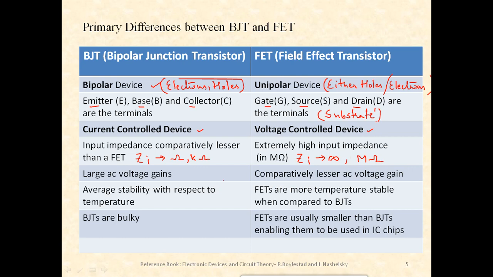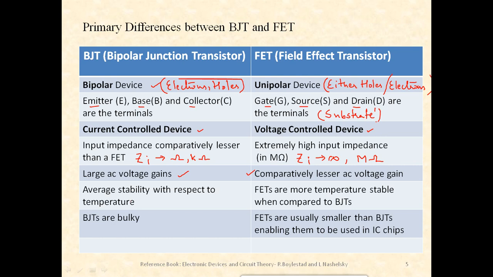Then further coming to the voltage gains, BJT has a large AC voltage gain, whereas FET has comparatively lesser AC voltage gain. So in terms of amplification, we can say that a BJT is a better amplifier when compared to a JFET usually.